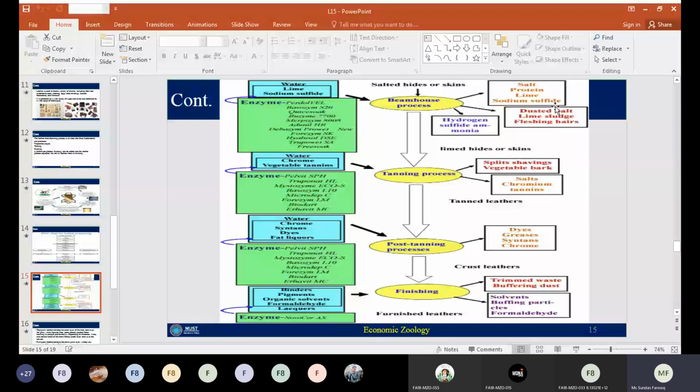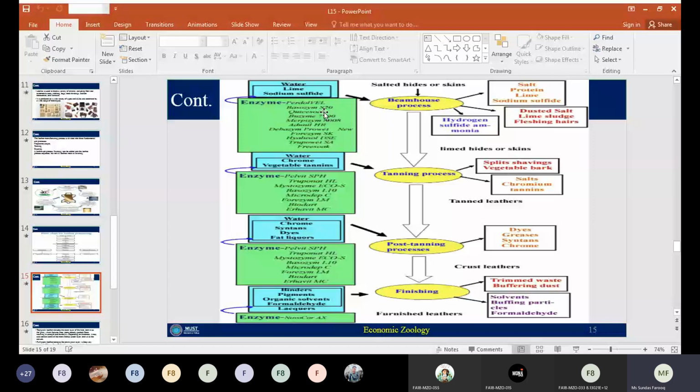These are different types of chemical treatments that are involved in the treatment of different types of leather. The water, lime, and sodium sulfide are utilized as an initial treatment, and different types of enzymes, which can be of various categories, are also applied. These enzymes are utilized for the degradation or digestion of different products that are present in the animal skin.